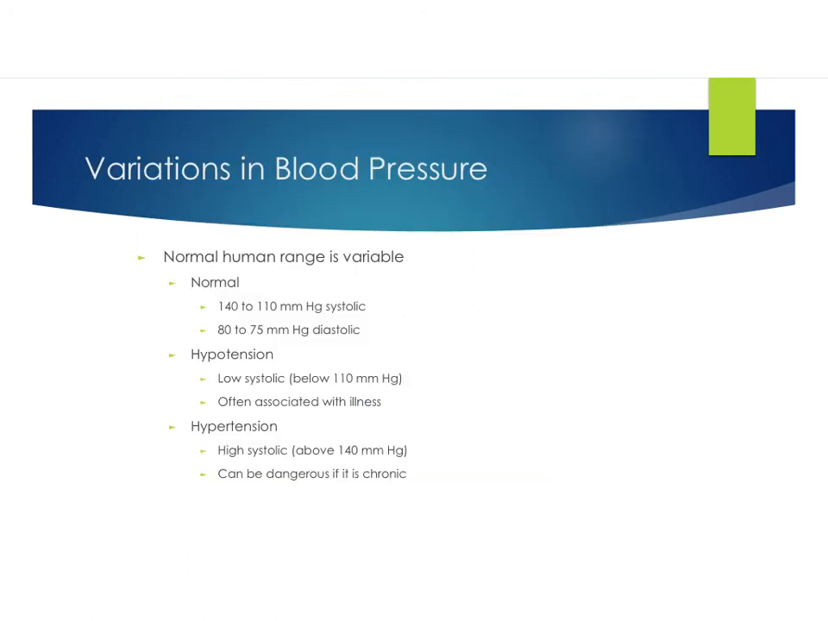In humans, the normal blood pressure is, of course, a range between 140 and 110 for the top systolic number, and then between 80 and 75 for the diastolic number. If someone has hypotension, that means they have low blood pressure and a low systolic number below 110. It's often associated with illness. And then hypertension is when you have a high systolic number, above 140 millimeters of mercury, and that can be dangerous if it's chronic.